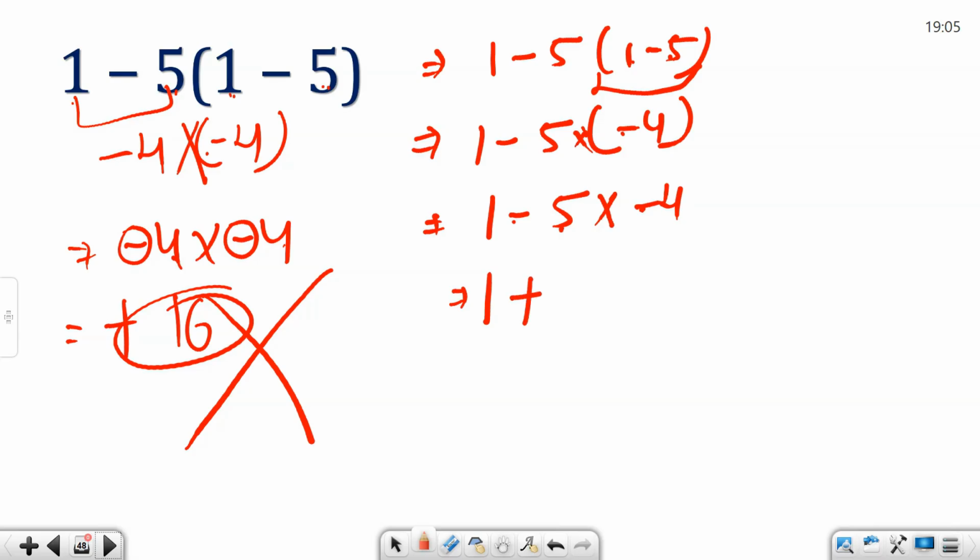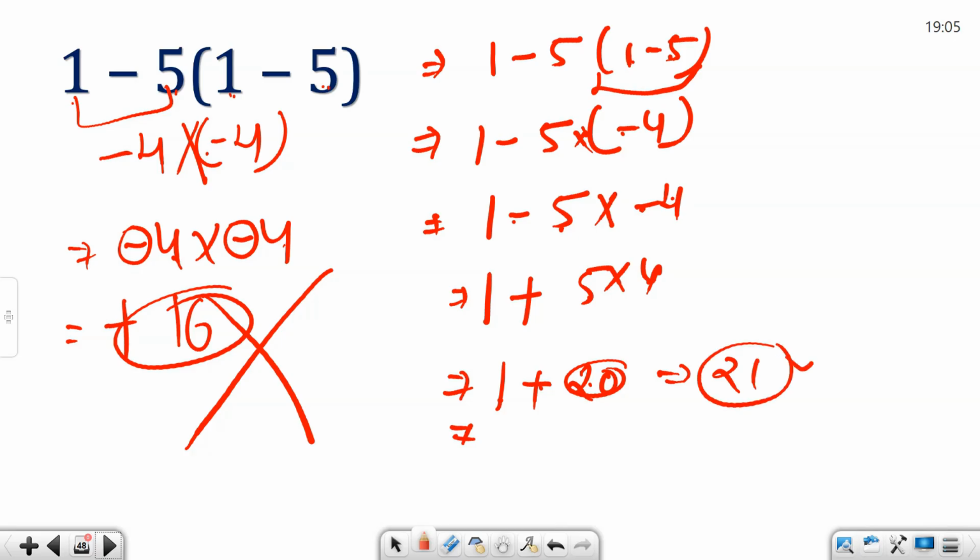1 plus 5 into 4. Now we'll continue solving further. 1 plus 5 into 4 is 20. Now, continuing further, 1 plus 20 equals 21. This is the right answer.